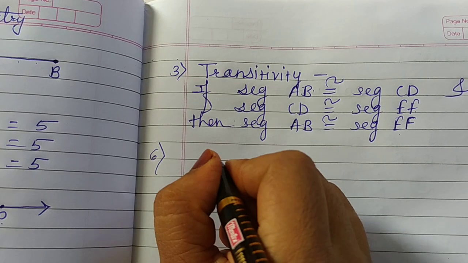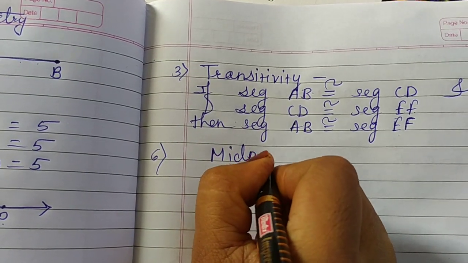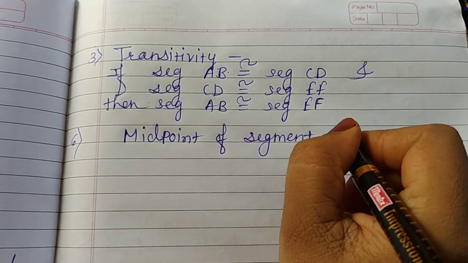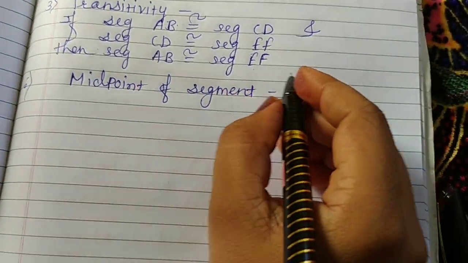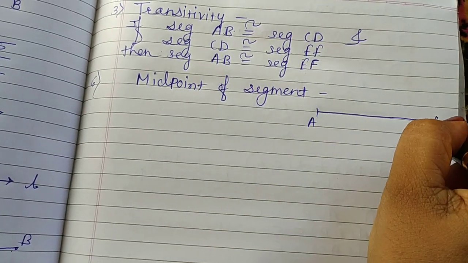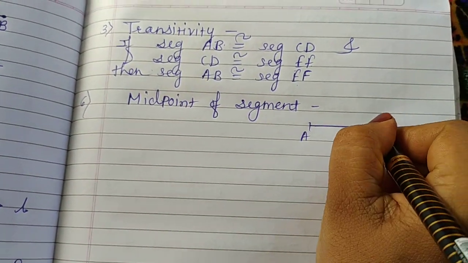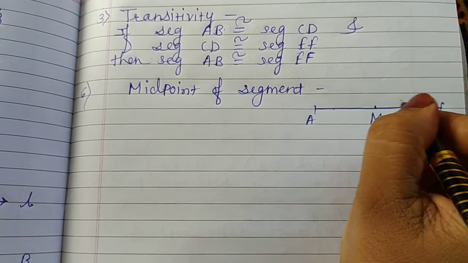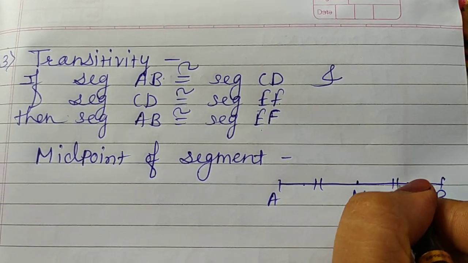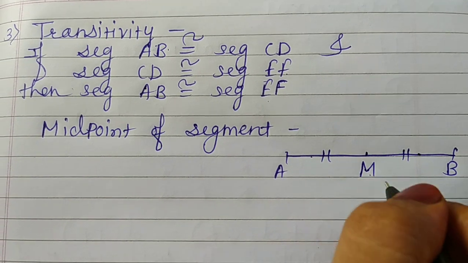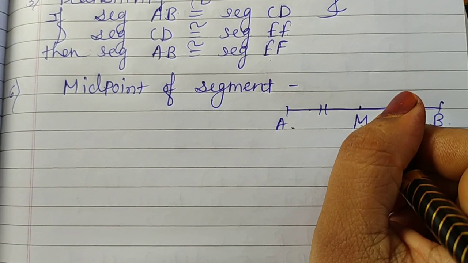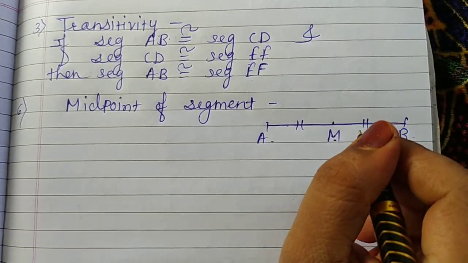that is midpoint of segment. Midpoint of segment: if I have a segment AB of 10 centimeter, and at 5 centimeter there is a point M, then this is 5 centimeter and this is 5 centimeter. Because of M, the line divides into two equal parts. That's why M is called a midpoint of the segment. The point which divides the given line into two equal parts is called the midpoint of the segment. And there is only one midpoint to a segment.